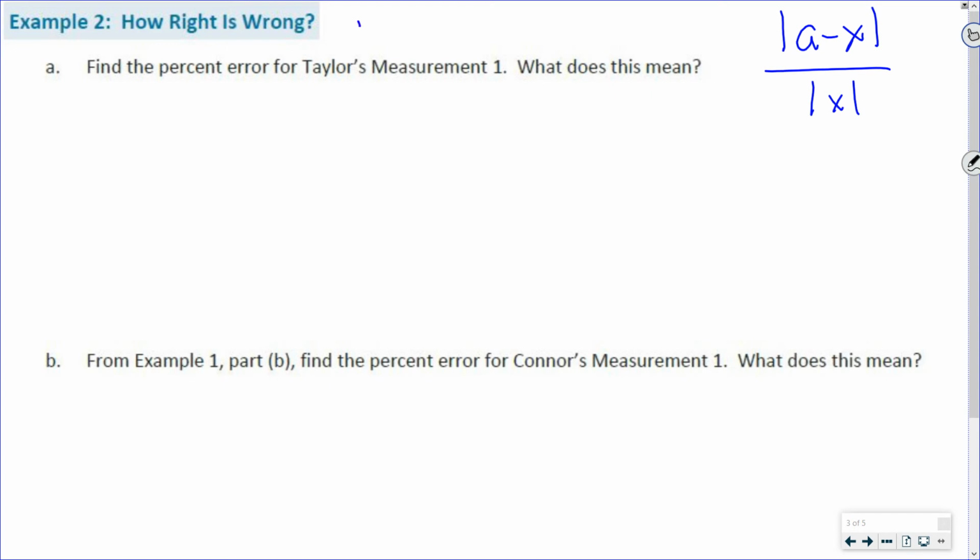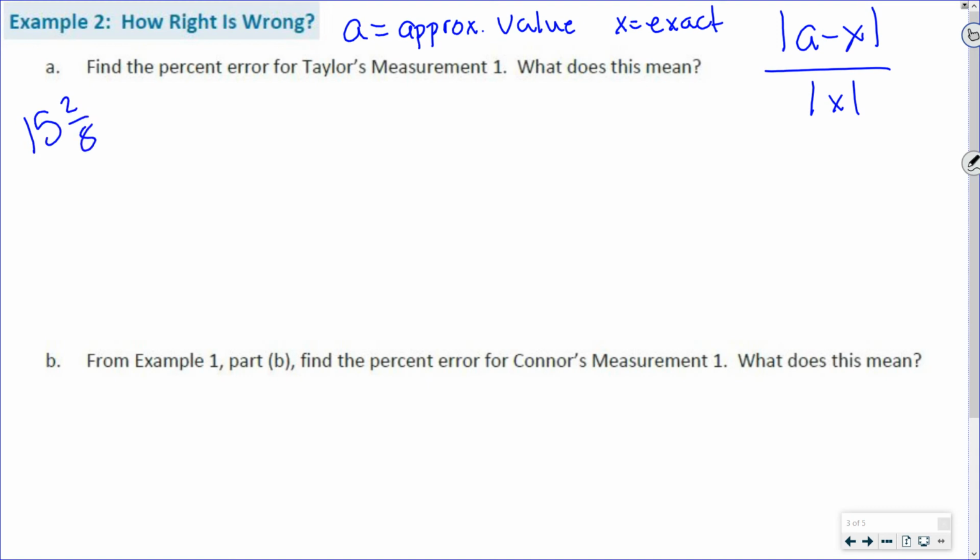So A represents the approximate value, and X represents the exact. Okay? So A is going to be what we measured, X is going to be what the actual real measurement is. Okay? Now it says find the percent error for Taylor's measurement 1. What does this mean? Okay, so here we go. So Taylor's measurement 1 was 15 and 2/8. This was his first measurement.